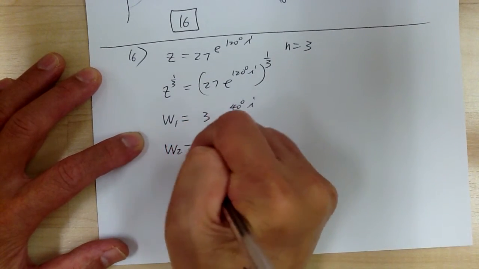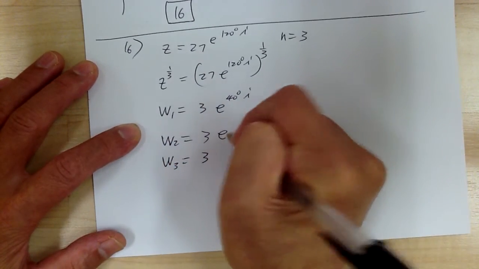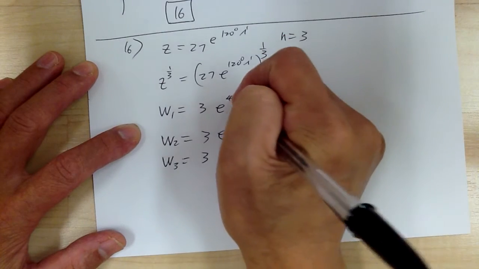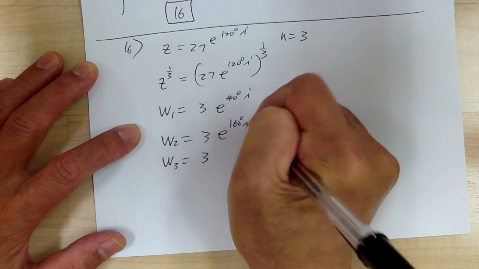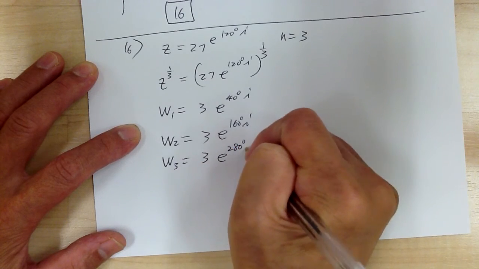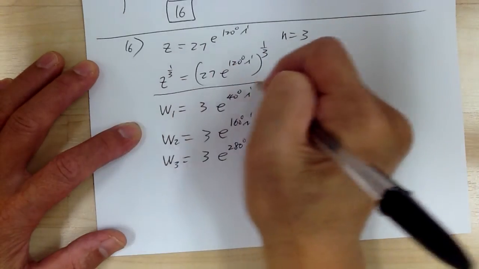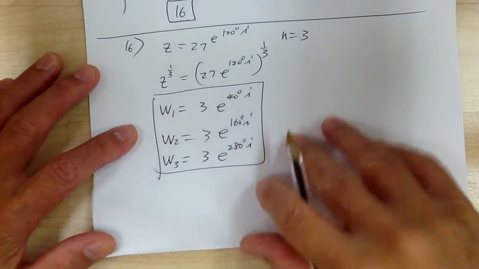So w2, w3, again, the length does not change. So you add 120, you get 160 degrees i. Add 120 again, you get 280 degrees i. Okay, and so these would be your 3 answers. Okay, let's go to 24.